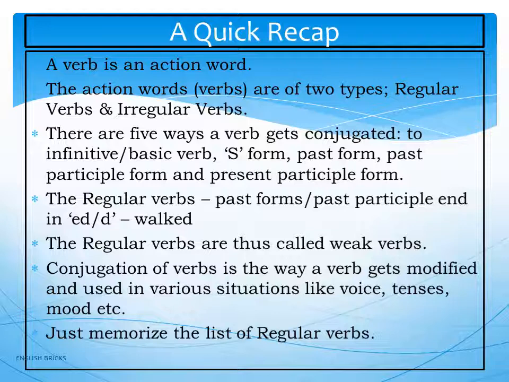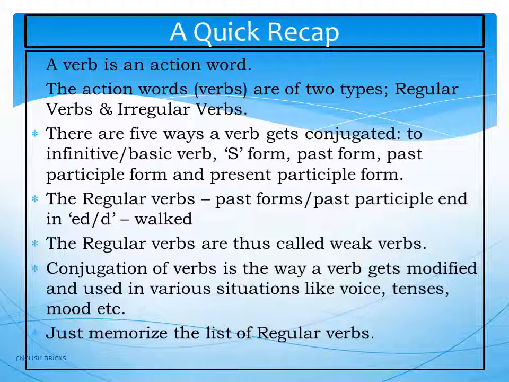Alright, so let's have a quick recap. A verb is an action word. The action verbs are of two types generally, regular verbs and irregular verbs. And whether it's a regular verb or an irregular verb, a verb gets conjugated in 5 ways. The first one is the to-infinitive or the basic verb. Then you have the S form, then the past form, then the past participle form, and then the present participle form. And this is nothing but that same old V1, V2, V3, V4, V5.